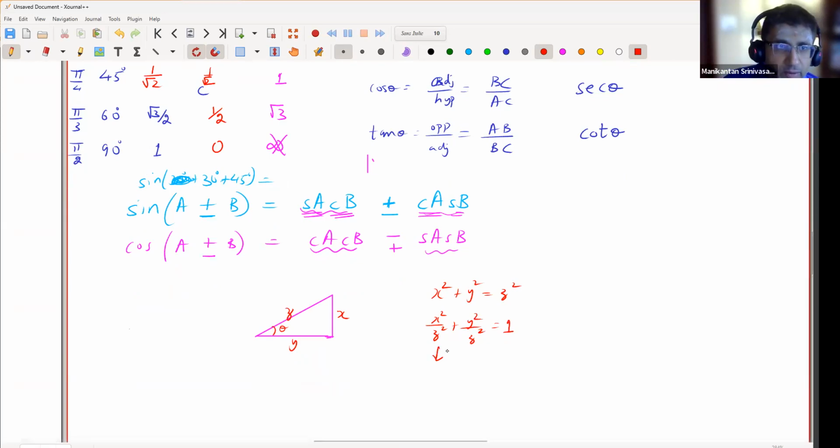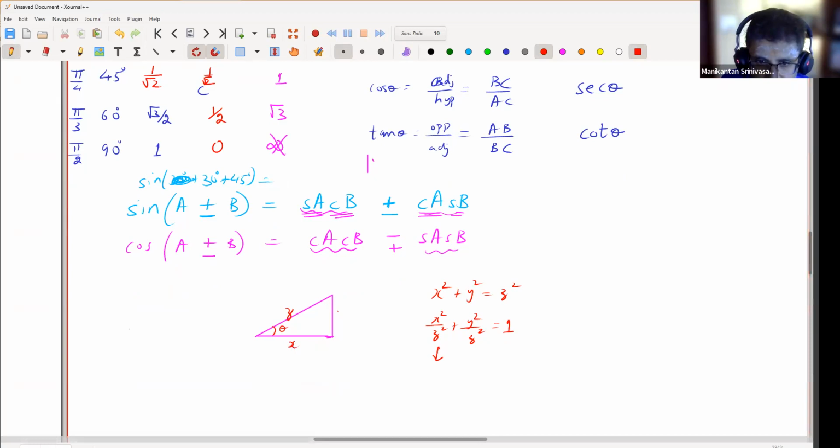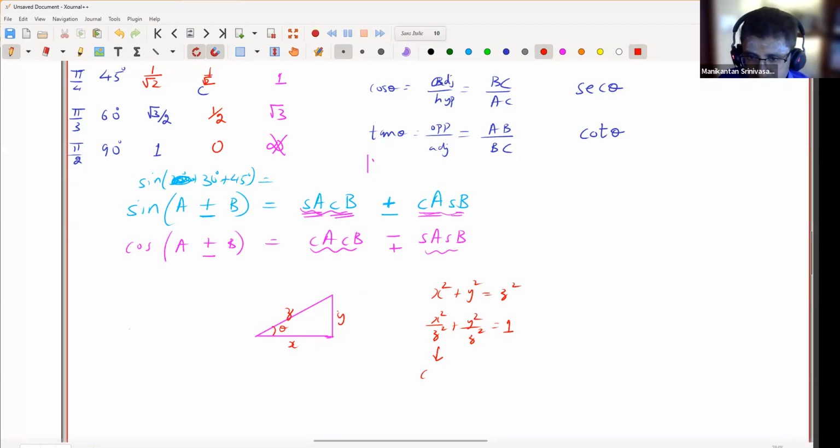Maybe I should have put x and y in the reverse direction, right? X is always horizontal, y is vertical. So let me do that. So x is here, y is here. So x by z is your cos theta. So this is cos square theta. By the way, cos square theta is same as cos theta whole square.